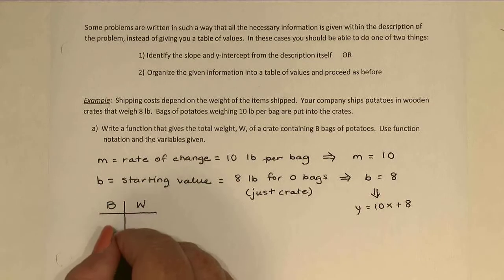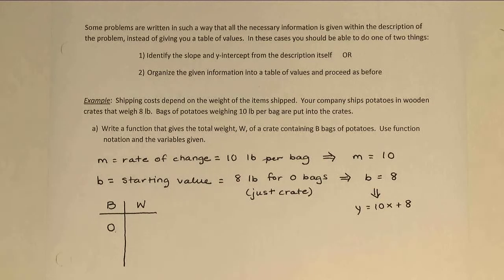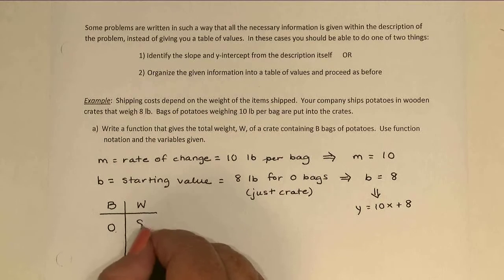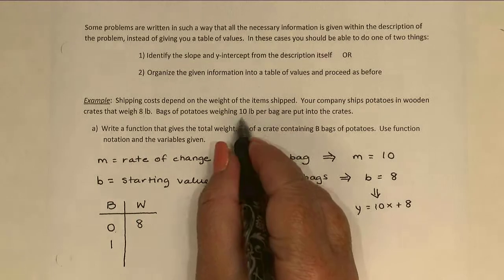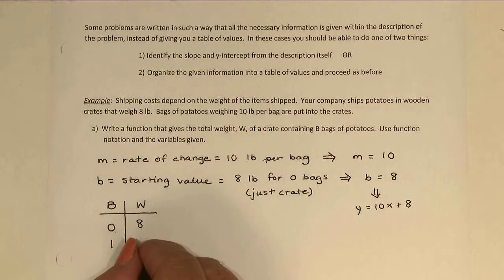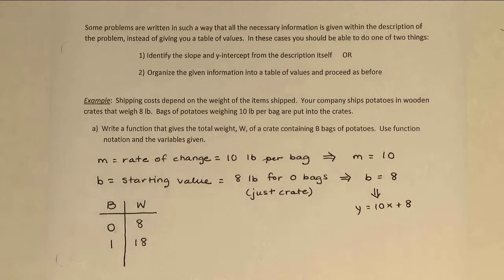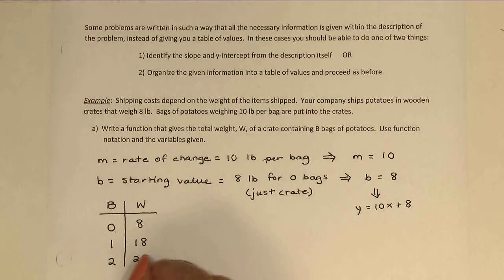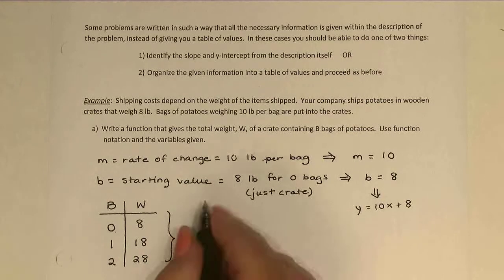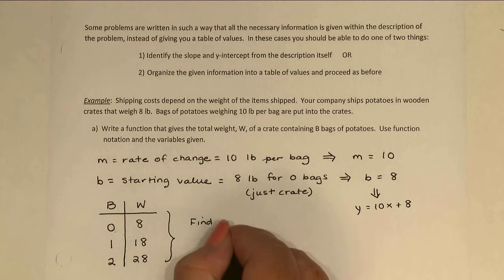We can make our own table by just saying, well, with 0 bags, the crate itself just weighs 8 pounds. With 1 bag, I'd have 10 pounds of potatoes plus 8 pounds of crate. That would be 18. And you could keep going if you wanted to. With 2 bags, that would be 20 pounds of potatoes plus 8 for the crate. It's 28, and so on. Once you have a table of values, you can use our usual methods for finding the equation of a line. Find m, find b.